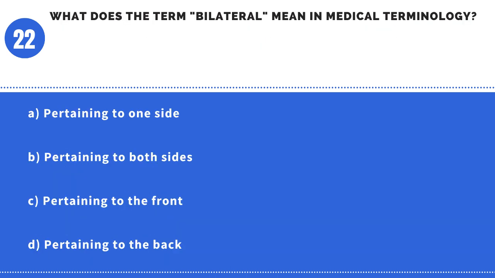Question 22. What does the term bilateral mean in medical terminology? A. Pertaining to one side. B. Pertaining to both sides. C. Pertaining to the front. D. Pertaining to the back. Answer B.